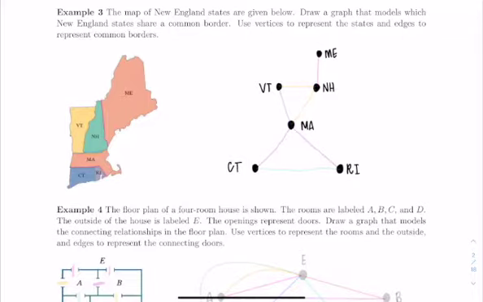With Maine, we only have one common border, and that's between Maine and New Hampshire. So we're going to just draw a line between Maine and New Hampshire. For New Hampshire, we have the Maine one, but we also have a common border between New Hampshire and Vermont, and New Hampshire and Massachusetts. So I'm going to draw a line between New Hampshire and Vermont, and New Hampshire and Massachusetts.